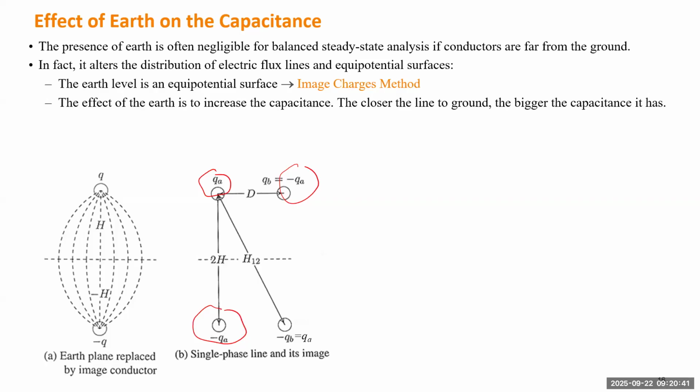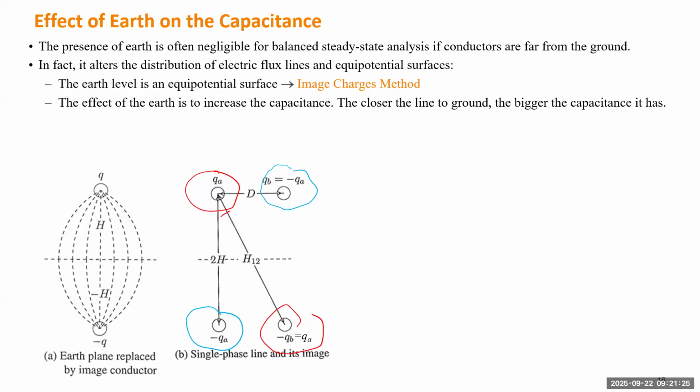Let me use a different color. So the first one is QA. The second one is negative QA, that's the image of the first conductor. And the other conductor also needs to carry negative charge, so this one is also negative QA. And the last one will be just QA. So the two red ones carry the positive charge, and the two blue ones carry negative charge.